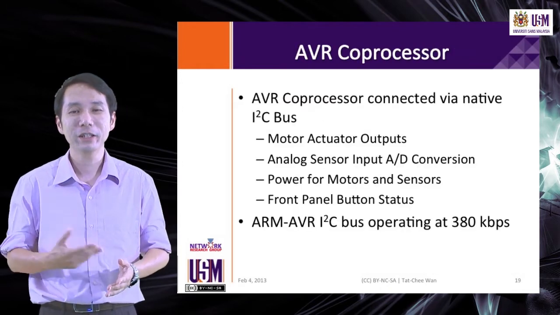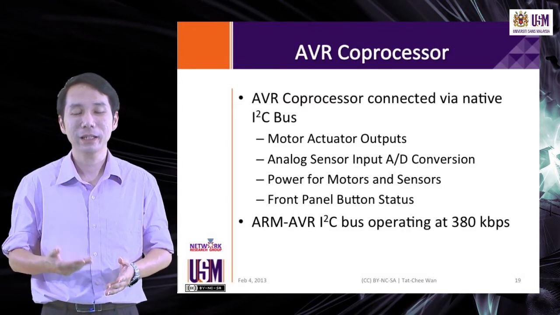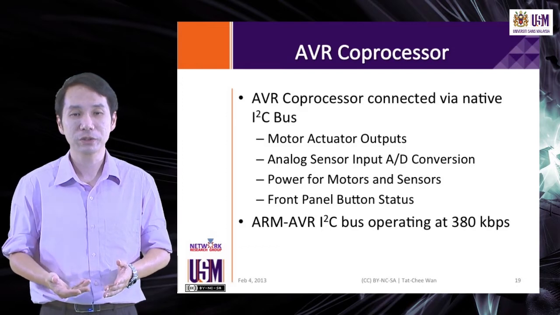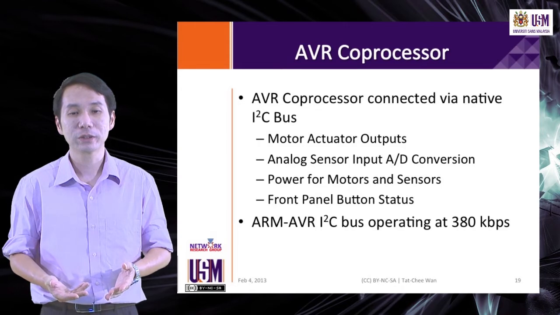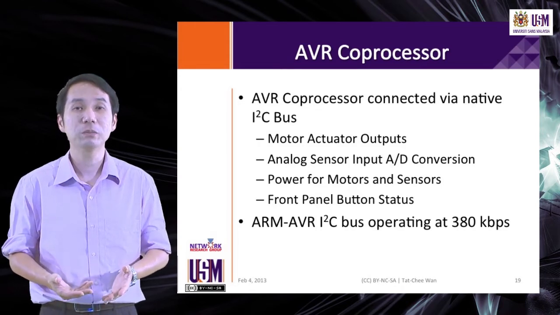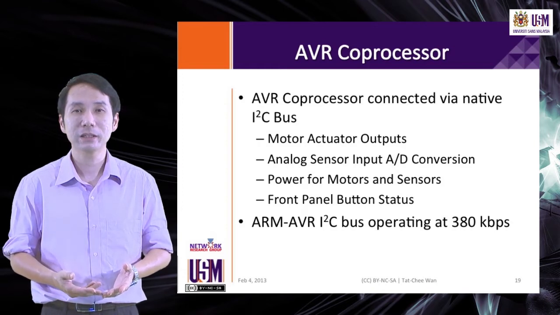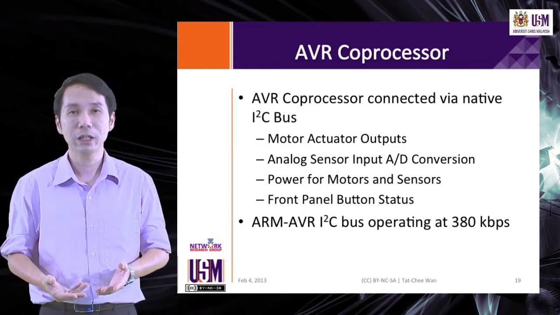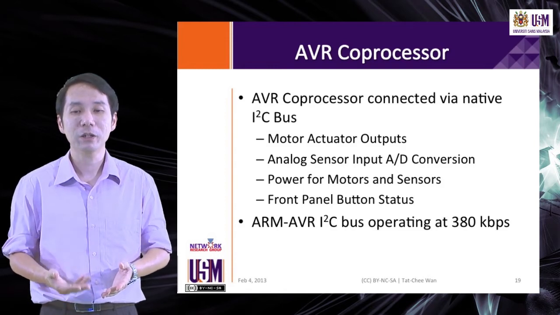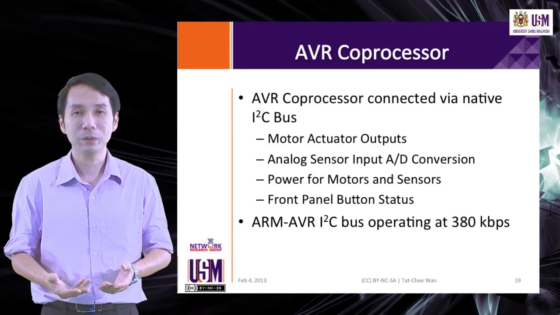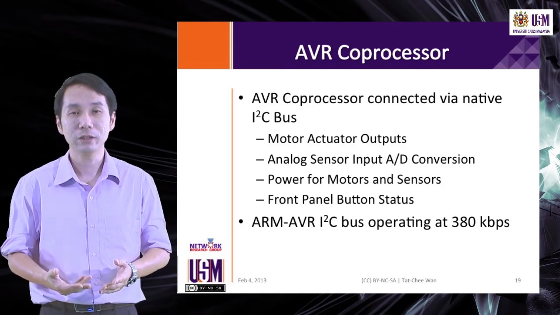As mentioned, the AVR coprocessor provides control for the motor actuator outputs. It also performs the A to D conversion for the analog sensor inputs, as well as giving power to the motors and the sensors, and determining the front panel button status and reporting it to the ARM processor. The ARM AVR I2C bus operates at 380 kilobits per second, which is the high-speed version of the I2C interface.